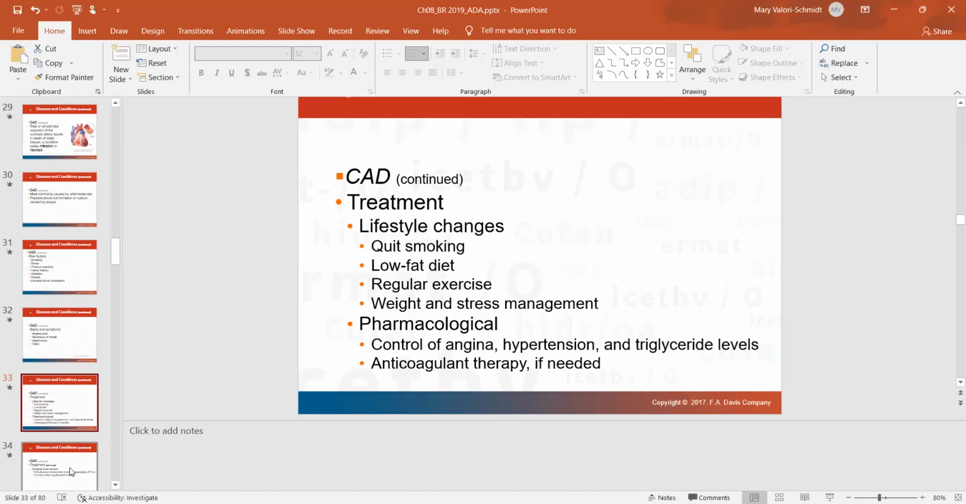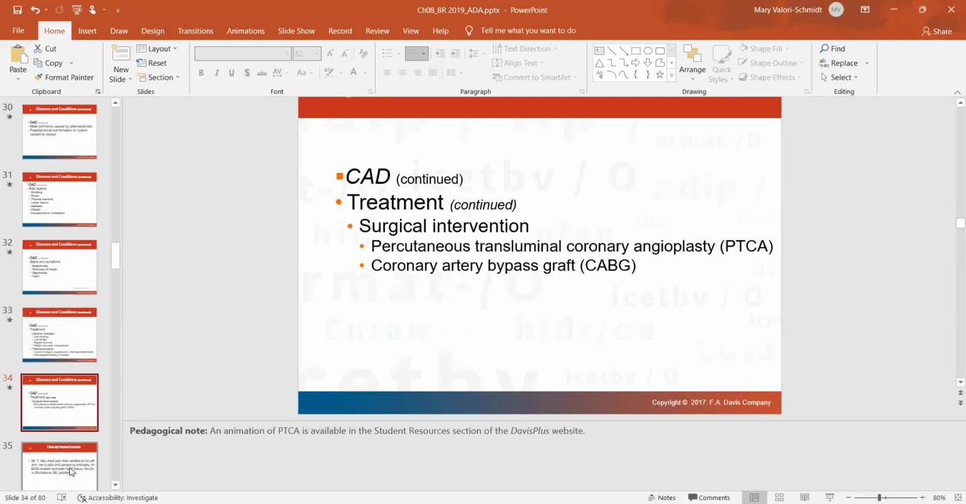And so treatment, lifestyle changes, quit smoking, stop eating McDonald's, get some exercise, weight management, stress management. We can control your angina, say with vasodilators like nitro. We can control your hypertension with ACE inhibitors, angiotensin receptor blockers. Triglycerides and cholesterol can be controlled with niacin or statin drugs. And anticoagulants like warfarin are typically used to prevent a blood clot from reforming.